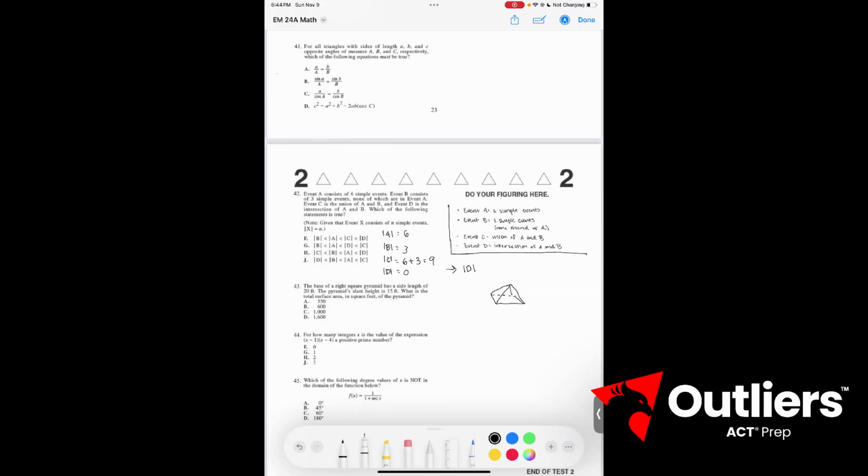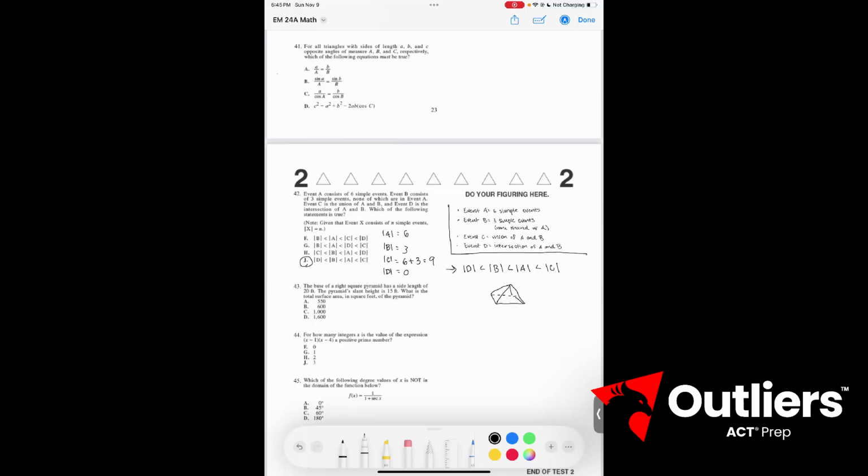So then we can pretty easily order these just by size. Obviously, D with 0 is the smallest. Next is B with 3, then A with 6, and then C with 9. And this is answer choice J.